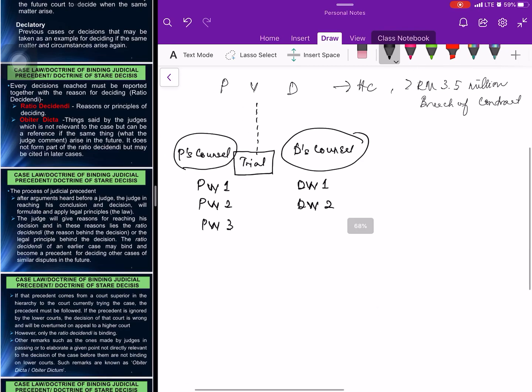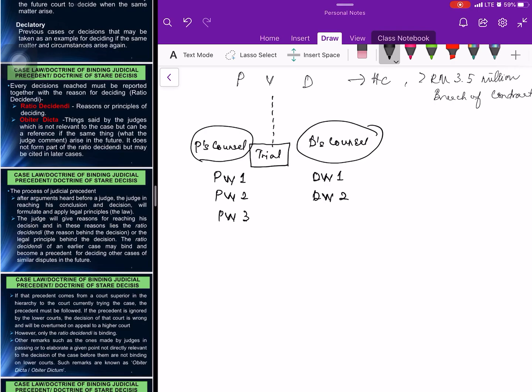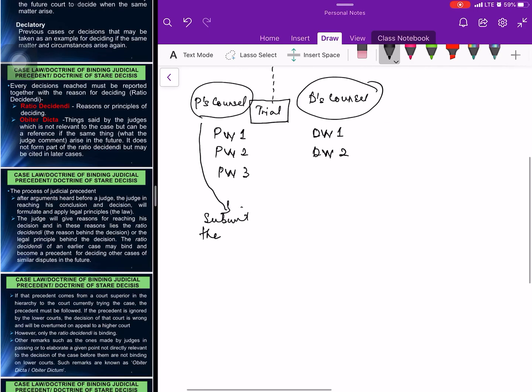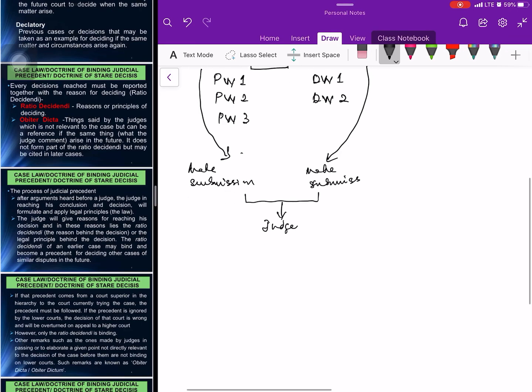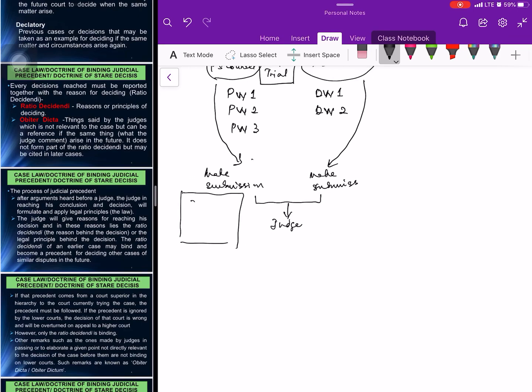Now, after examining all these witnesses, the plaintiff's counsel will make their submission. And then the defendant's counsel will also make a submission to the court, and both submissions will be considered by the judge. Looking at all those submissions, and there will be documents as well, the judge will come up with a judgment. Judgment is the decision of the court.